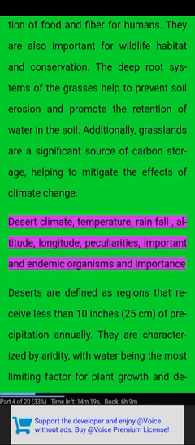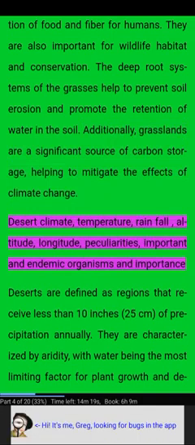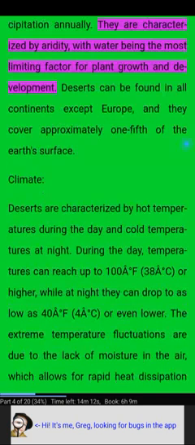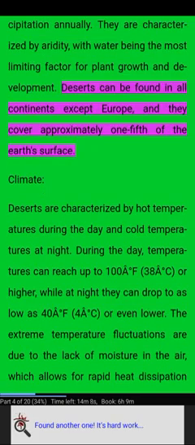Desert: climate, temperature, rainfall, altitude, longitude, peculiarities, important and endemic organisms, and importance. Deserts are defined as regions that receive less than 10 inches, 25 centimeters, of precipitation annually. They are characterized by aridity, with water being the most limiting factor for plant growth and development. Deserts can be found on all continents except Europe, and they cover approximately one fifth of the Earth's surface.